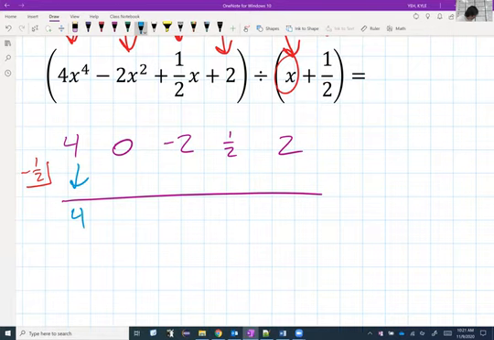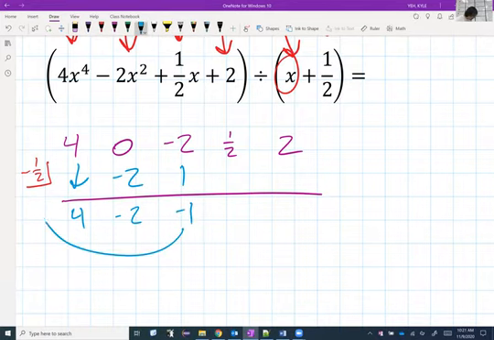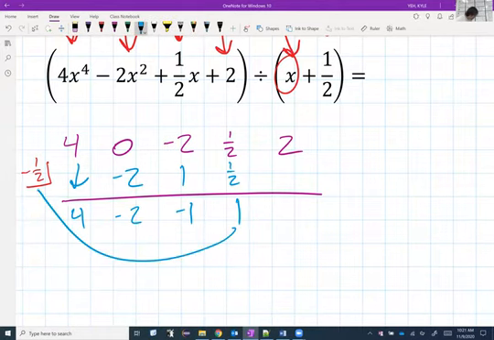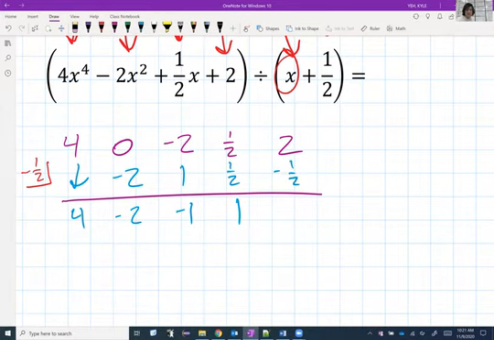4 comes straight down. 4 times negative 1/2 is negative 2. 0 plus negative 2 is negative 2, and multiply that by negative 1/2, we get positive 1. Add straight down, we get negative 1. Multiply, we get positive 1/2. Add straight down, 1/2 plus 1/2. Half plus a half is just 1. Multiply, we get negative 1/2. Add straight down, 2 plus negative 1/2. 2 minus 1/2. 3/2. Okay, so we do have a remainder.